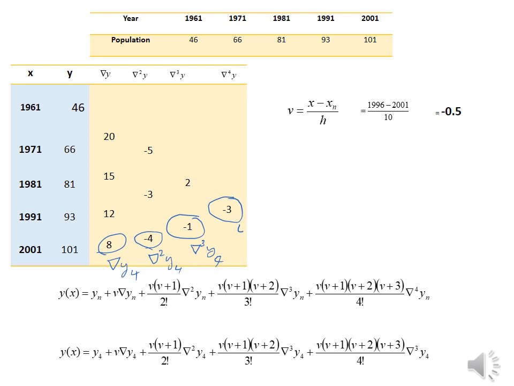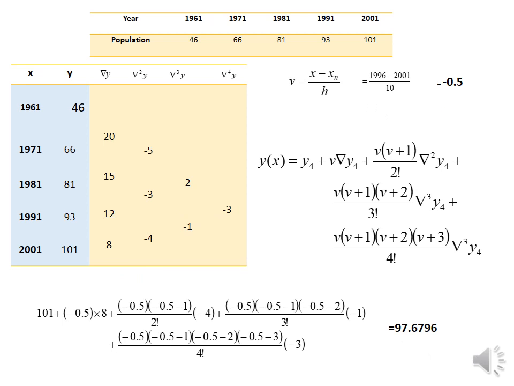Instead of y0, here we use y4. y4 plus v into del y4, plus v into v plus 1 divided by 2 factorial into del square y4, plus v into v plus 1 into v plus 2 divided by 3 factorial into del cube y4, plus v into v plus 1 into v plus 2 into v plus 3 divided by 4 factorial into del fourth y4.